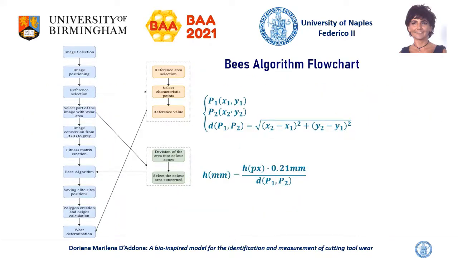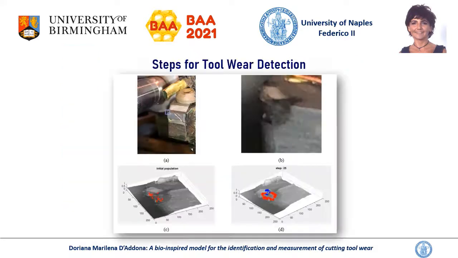In this slide, we see the code that we have implemented for the BEES algorithm to be used in our research activities. In this slide, we see the steps for tool wear detection. The first photo shows the tool, the wire, and you can also see the biocutting fluid in green. In the photo on the right, there are the MATLAB processing results for the selection of the crater zone.